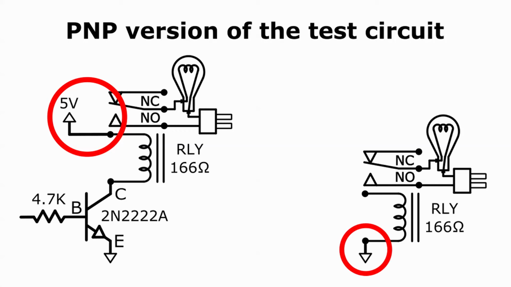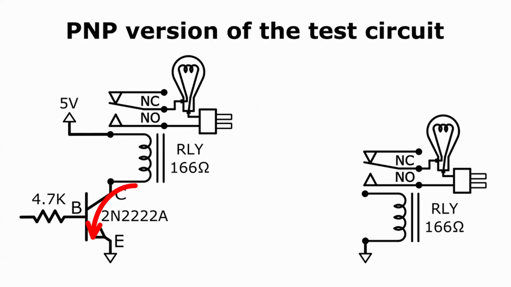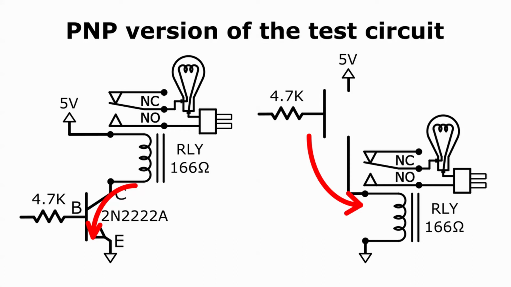In the NPN version, the transistor controlled how much current flows out of the bottom of the coil. In the PNP version, the transistor will control how much current flows into the top of the coil. Of course, the transistor will have to be a PNP version. The base will be in the same place, but the collector and emitter terminals will be switched top to bottom.